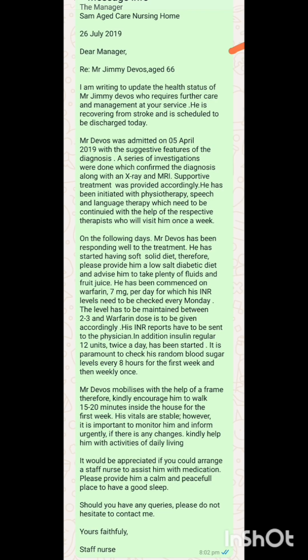First you have to write the letter date. I will show you how to write. I am sharing one of my students' letters here, so you can get an idea of how to write this letter. First, the manager's address is written, Sam aged care nursing home. Then the date is written. Either you can write the date first or the address.